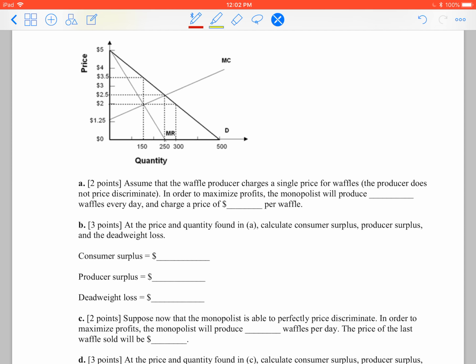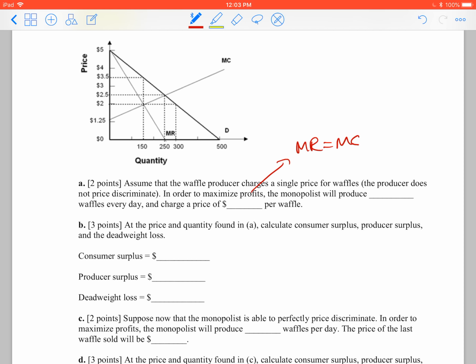The firm does not price discriminate. That means if they want to sell more, they have to lower the price for everybody, so there's only one price being charged. This is the normal monopoly situation. In order to maximize profits, the firm will produce where marginal revenue equals marginal cost and then go up to the demand curve to set the price.